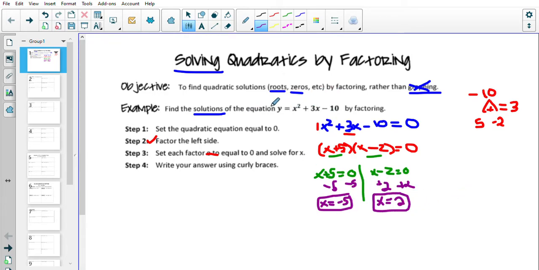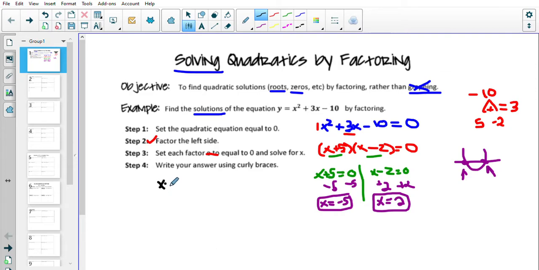If we actually went through and graphed this, this is a quadratic equation, so it looks like a U. What we would notice is that this graph would cross at 2 points on the x-axis: it would cross at negative 5 here, and positive 2 here. Those would be the 2 places that it would cross. So these are our solutions. The last thing it says is write your answer in curly braces. So that's what that means, like this.